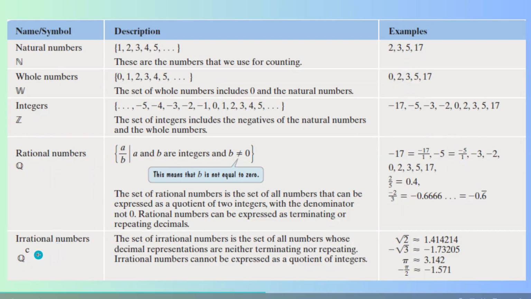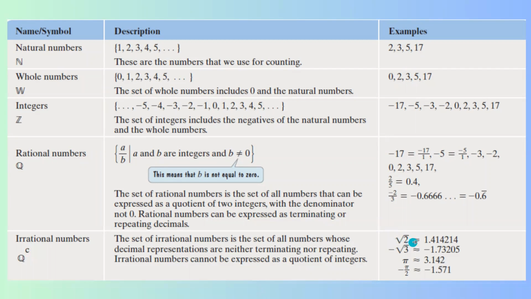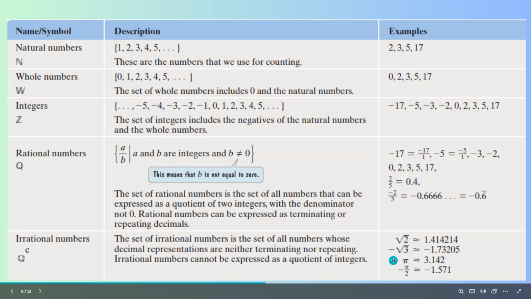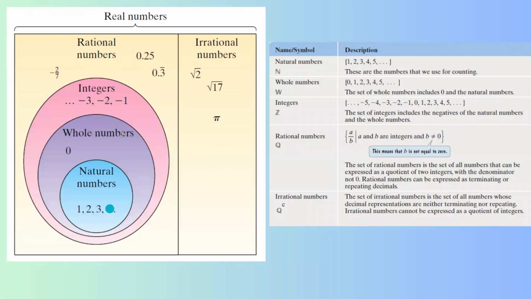And finally, for irrationals, the symbol that we see in different books is Q complement. Square root of 2, negative square root of 3, pi, negative pi over 2. These are all examples of irrational numbers. So again, if we take all of these numbers together, it is the real set. Let's go back to the visualization here. Real numbers include rationals and irrationals, and these are the symbols that we are using.